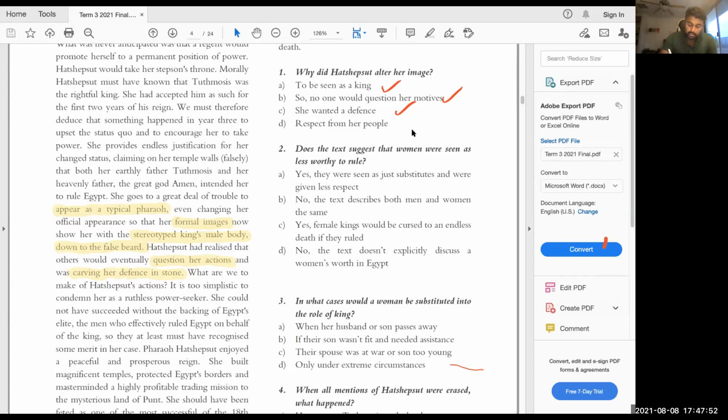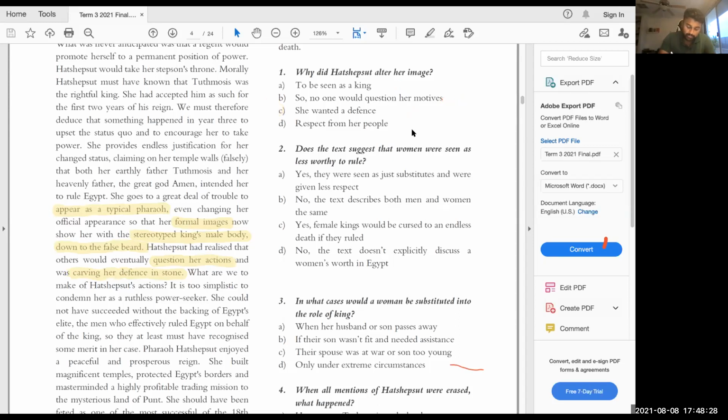So B already covers C, so C is not the right answer. And A, if I'm comparing A to B, seems more correct because it's covering both B and C. And it's talking about wanting to be seen as a king, but it's only one line which says that she wants to be seen as a king. She didn't have to draw things on her face to be seen as a king. She was doing it so that later on people would not really question her and what she was doing.